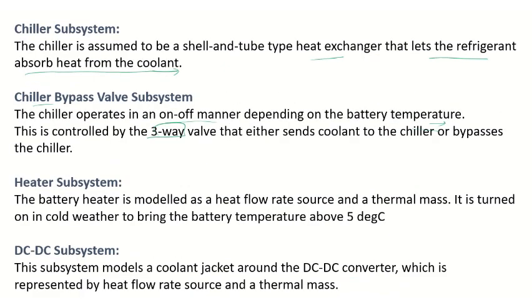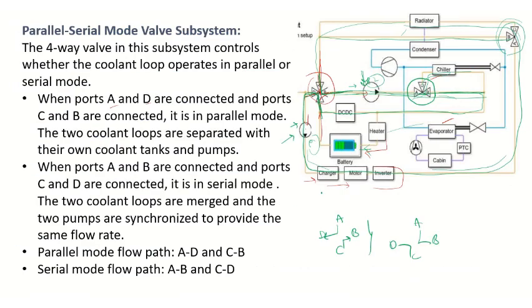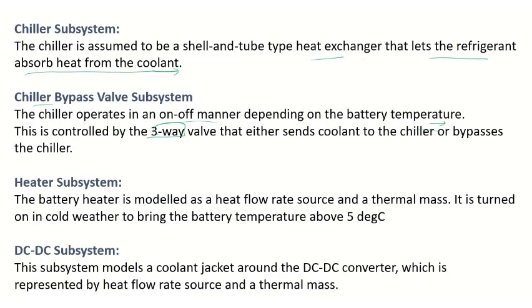Now the heater subsystem. This is the heater. The heater will produce enough heating when needed. The battery heater is modeled as a heat flow rate source and a thermal mass. It is run in cold weather conditions. Under cold weather conditions, the heater will produce enough heat to bring the battery temperature above 5 degrees centigrade.